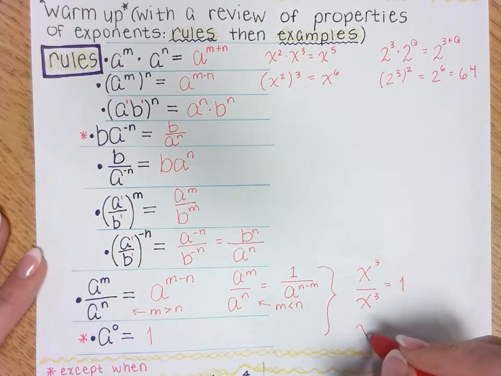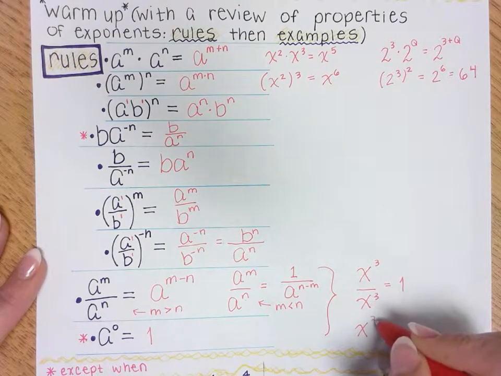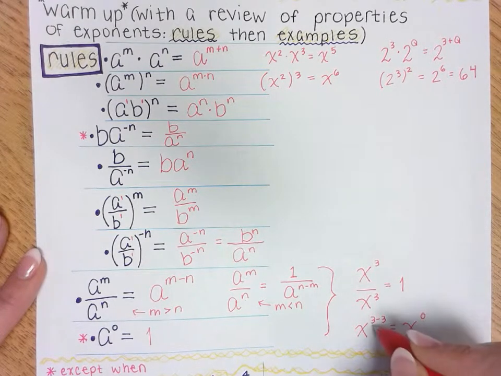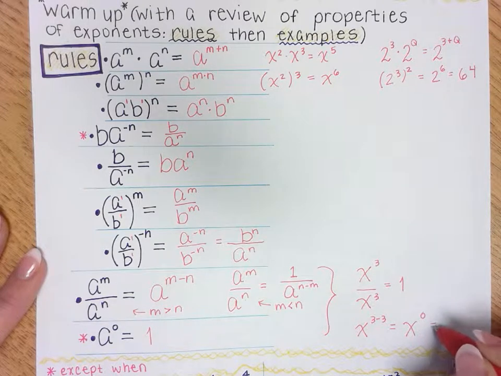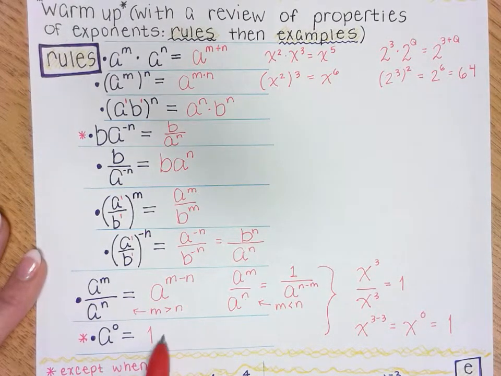I would get x to the tug of war. I guess it doesn't matter who wins. 3 minus 3 on top, say. Well, that equals x to the 0, because anything minus itself is 0. But we just said that that expression equals 1. Therefore, something to the 0 power has to equal 1. Quick little bit of a proof there.